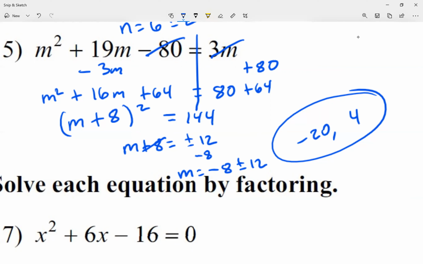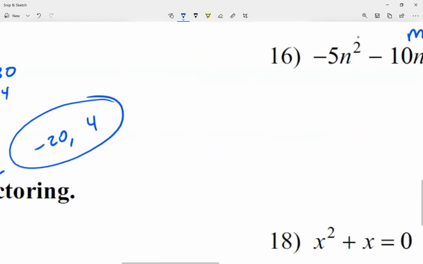So again, the values that we find are what makes a statement true. Anything else makes it false. All right, let's take a look at this last one.